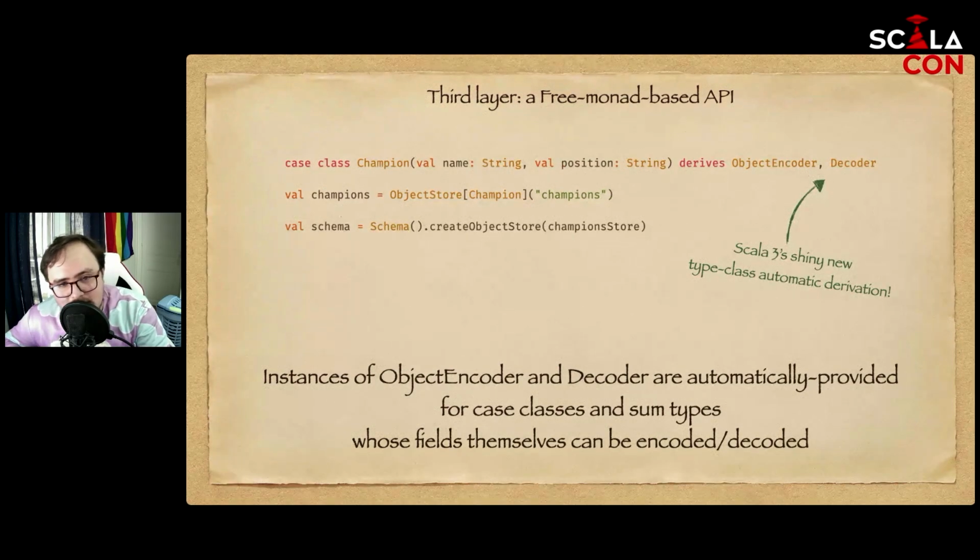Notice that this layer also uses a new feature of Scala 3 called type class automatic derivation, which lets us automatically derive instances of object encoder and decoder for classes and subtypes, as long as their components themselves can be encoded or decoded.